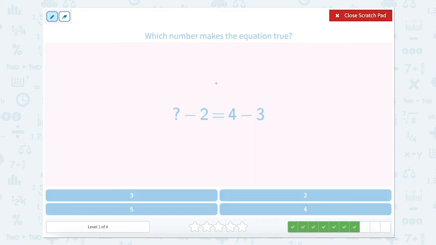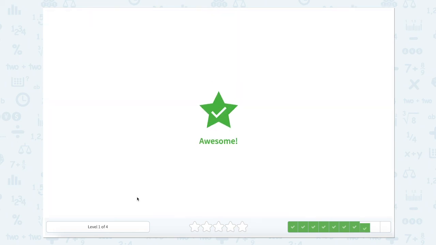What number makes the equation true? As always, let's open up our scratch pad. Look at the two sides of the equal sign. We can't solve the left side, so let's focus on the right. 4 minus 3 equals 1. Something minus 2. Well, since this is the first number, that's our total, which means it's going to be our largest number. So something minus 2 equals 1. Well, 3 minus 2 equals 1. So let's close our scratch pad, type in 3.